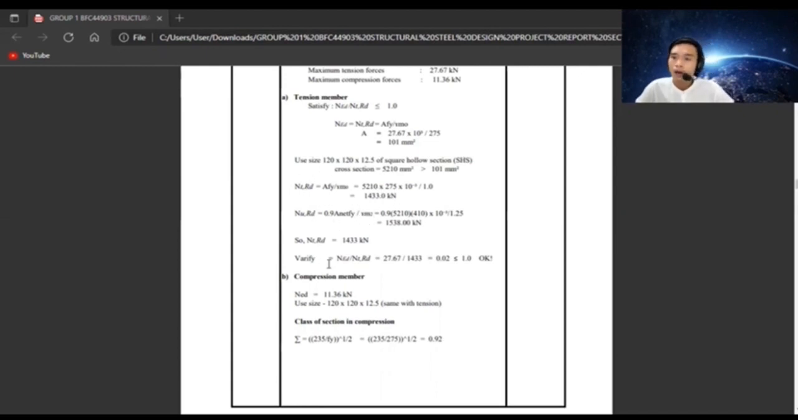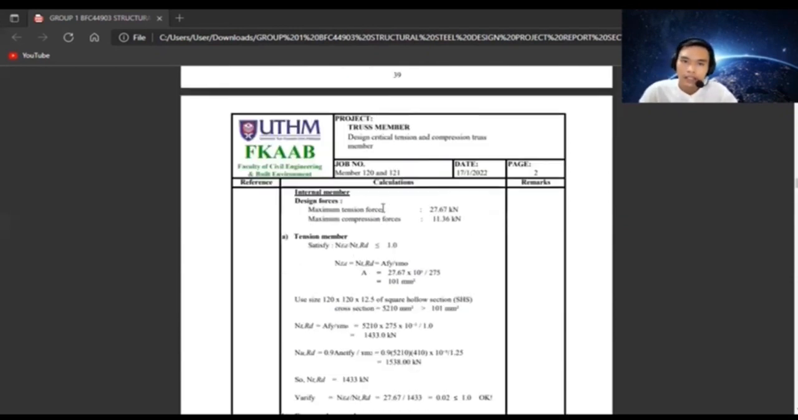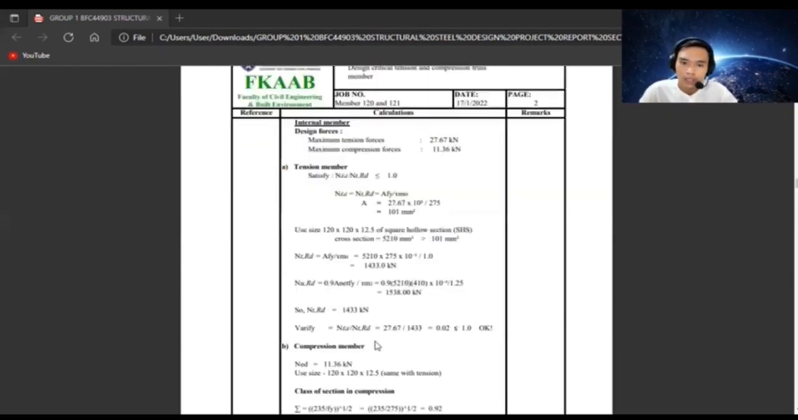After all that calculation, we need to verify that NEd divided by NtRd, which is NEd, the maximum tension force, divided by the NtRd value. So we got a value of 0.02, which is below 1, so it's okay.